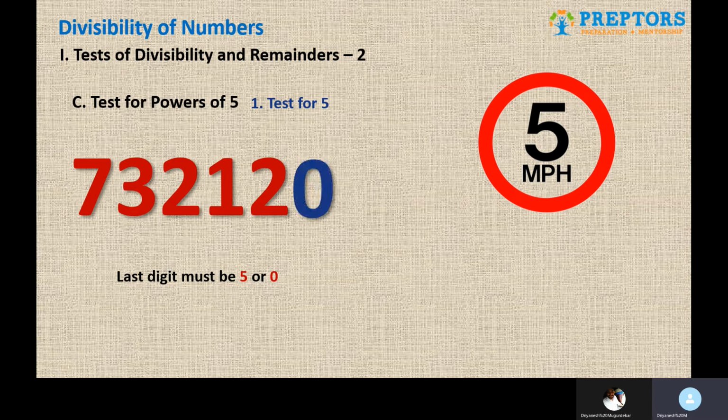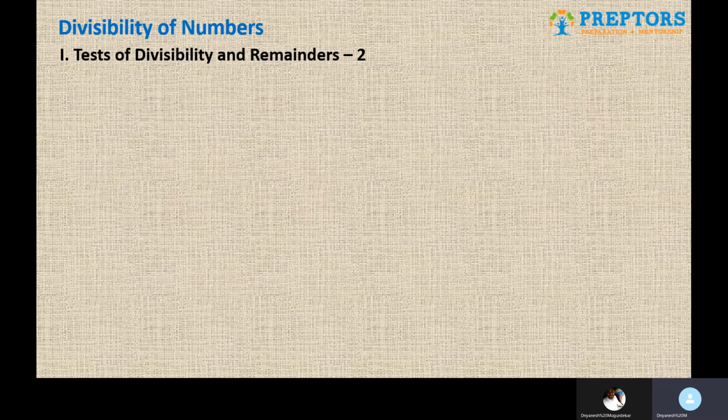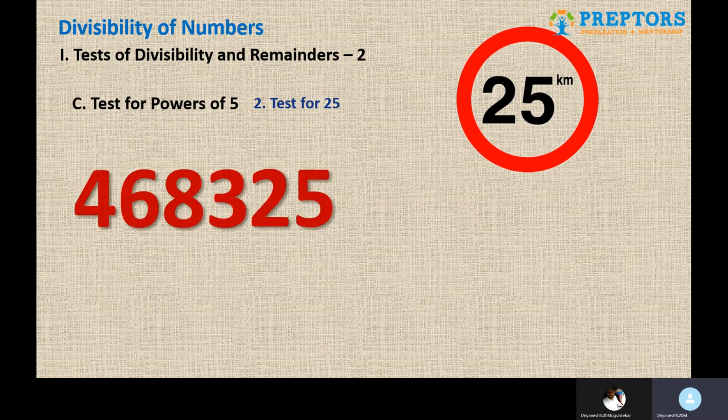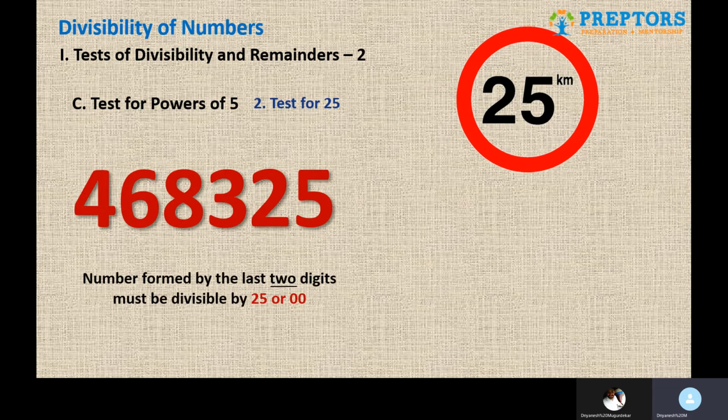This is a very simple one. You would be aware of this. The second power of 5 is 5 square, which is 25. And if you remember the powers of 2 funda, the same has to be applicable here as well. Because 25 is the second power of 5, we are going to look at the last 2 digits of the number. If the last 2 digits are divisible by 25 or if they are 00, then we say that the entire number will be divisible by 25.